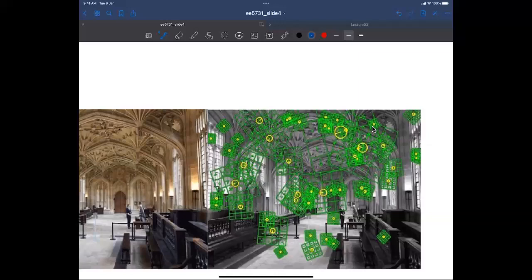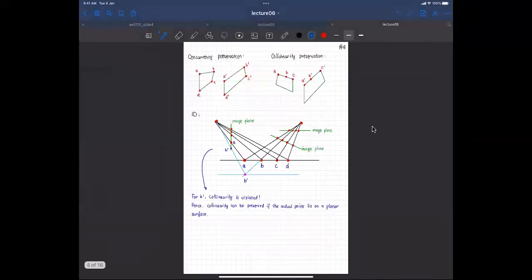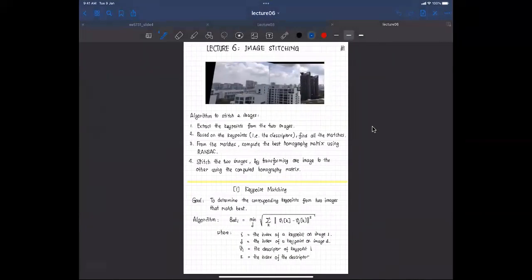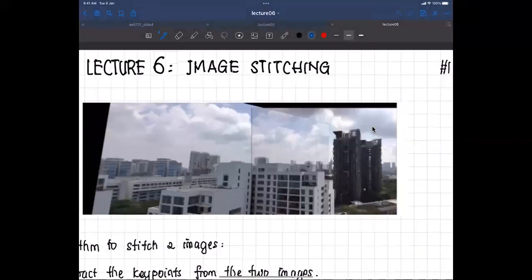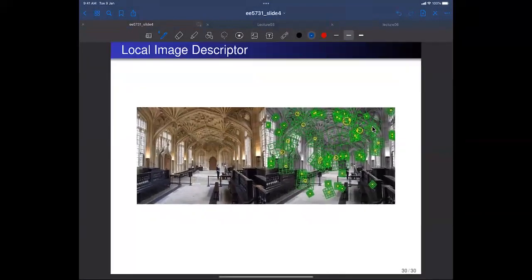Anyway, as I mentioned, there will be an assignment, and the assignment is based on SIFT. What you do is image stitching. So next week, we will get into the image stitching algorithms. Okay. Right. Any questions, anyone?